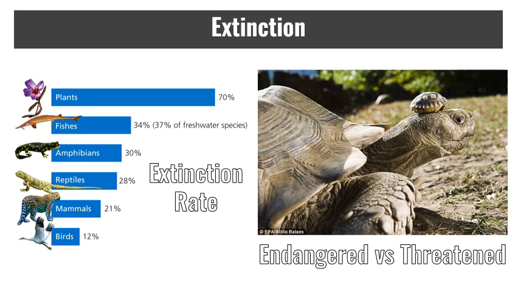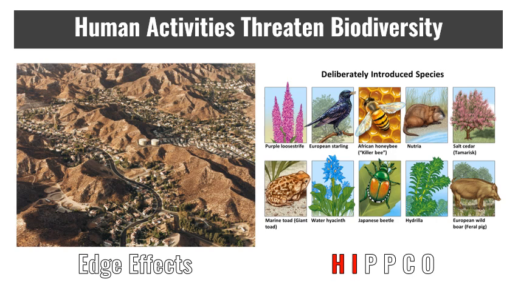Threatened species are likely to go extinct, but not at sort of an immediate risk. Endangered species are going to be much more likely to go extinct. And so we're going to have to keep those under much closer watch. Human activities are a major threat to biodiversity, and it can be summarized in the mnemonic HIPCO.